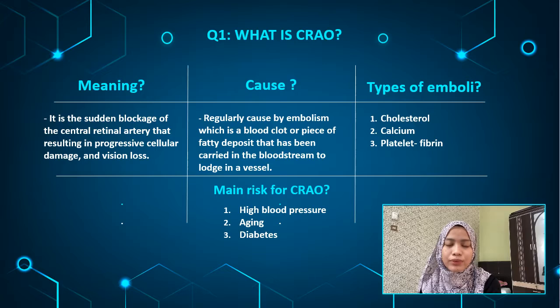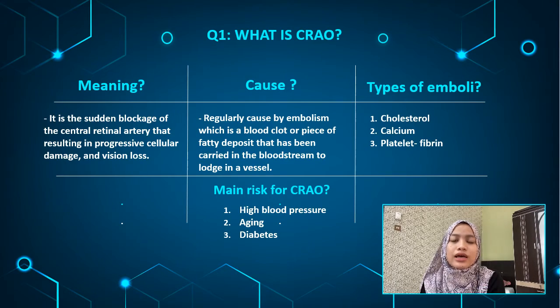Three main types of emboli are cholesterol, calcium, and platelet fibrin. Both cholesterol and platelet fibrin emboli typically arise from atheromas in carotid arteries. So, who is at risk for central retinal artery occlusion? High blood pressure and aging are the main risks for CRAO. Diabetes can also raise your risk.